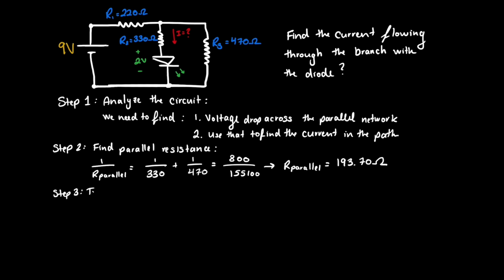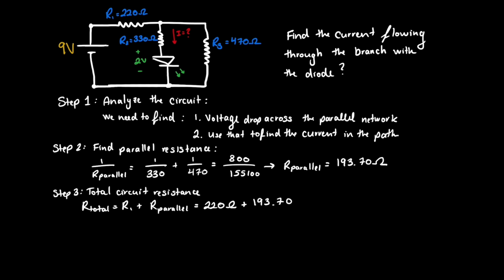Since we found the parallel resistance, now we can find the total circuit resistance. Here in step 3, since R1 is in series with this parallel section, we simply add them together to get the total resistance of the entire circuit. R1 we know is 220 ohms. R parallel is about 193.7 ohms. So the total resistance is just the sum of those. 220 plus 193.7 is 413.7.